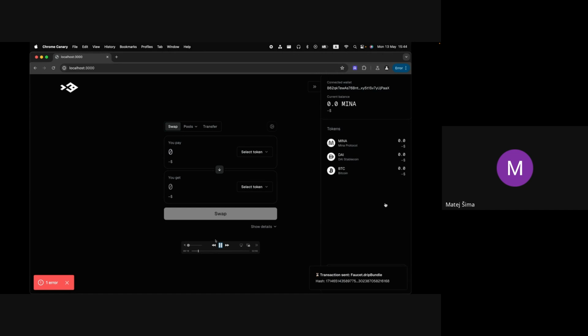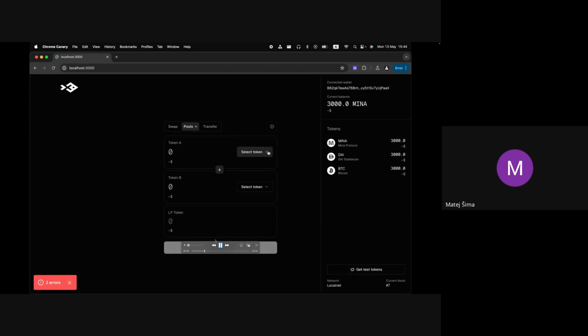What I'm going to do next, I'm going to interact with the faucet multiple times to get some testing balances, plus you can see the notification for these transactions. So first transaction was successful. We got some tokens from the faucet, and I think we'll do 2 more. There you go. So now we have those tokens, and we can go and create our first pool.